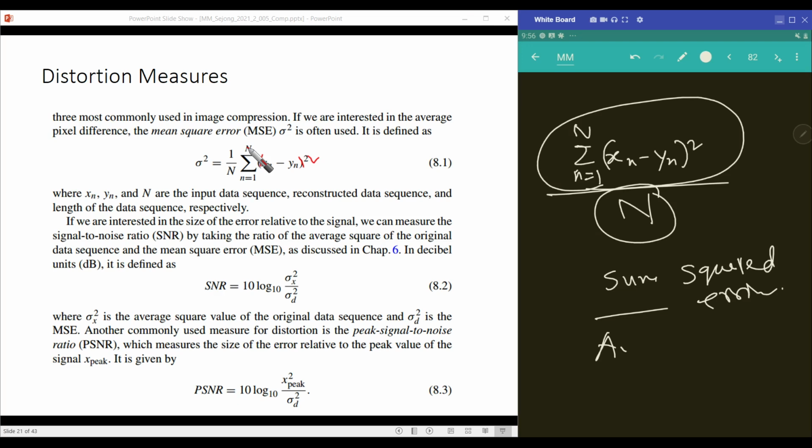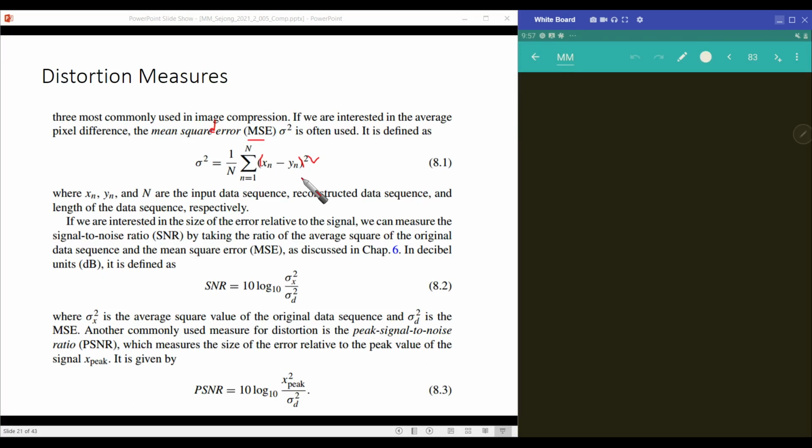Now the average, another name for average is mean. So that's why we say mean squared error. This is basically squared. So mean squared error is this one. Okay, and that we say MSE, and sometimes we write this as sigma square.